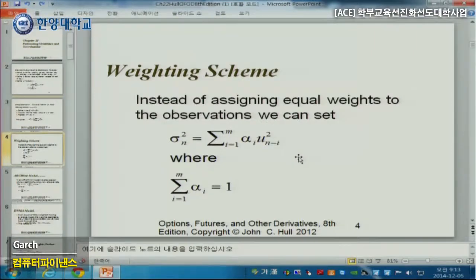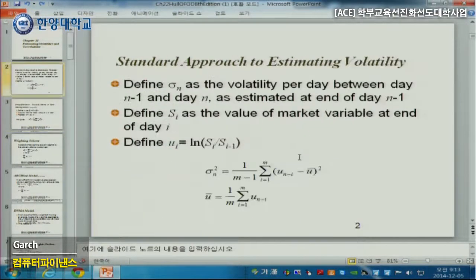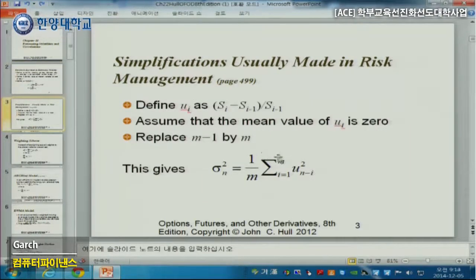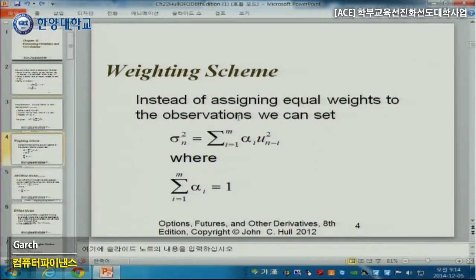Okay? And the weighting scheme. One problem with this approach and this approach is that, as you can see, we give equal weight to all the observations. But intuitively, we want to give more weight to the recent ones and less weight to the old ones. So instead of assigning equal weight to the observations, we can set sigma n square equal to the sum from i equals 1 to m of alpha i u n minus i square, where the alphas sum to 1. So it is a weighted average. Intuitively, we want to give more weight to the recent observations.